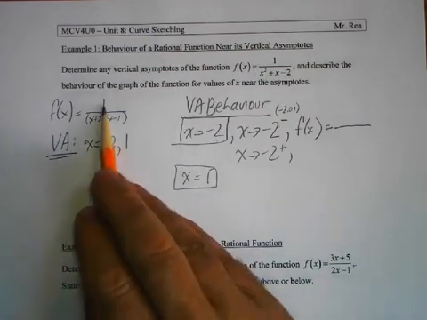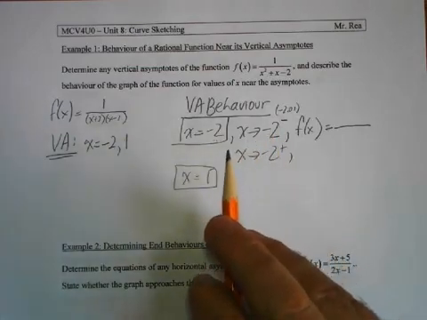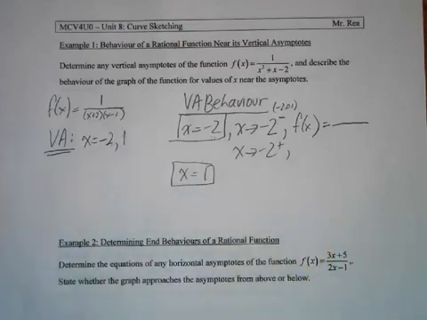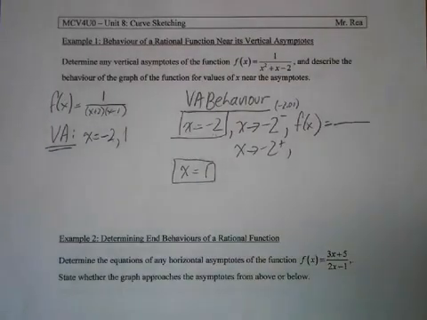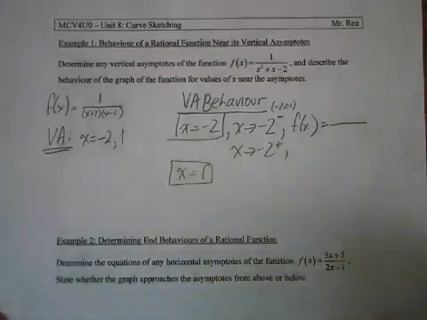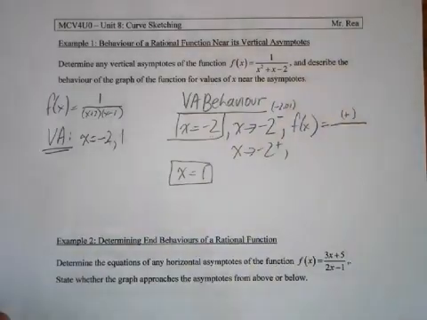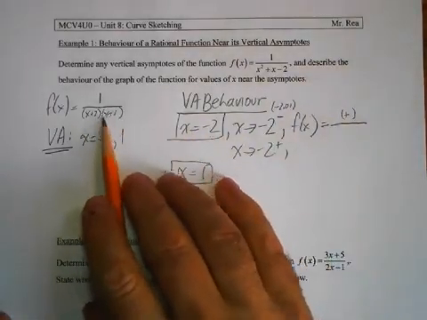On the top, there's no x. So if I'm plugging in -2, it doesn't really matter what x is because the top is always 1. So the top is always positive. And then in the bottom I look at each factor here. What's the sign of each factor?